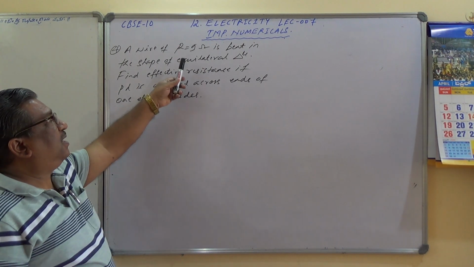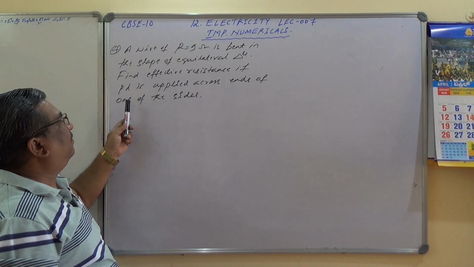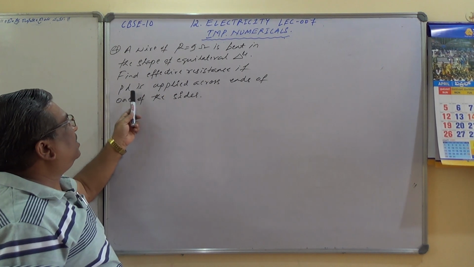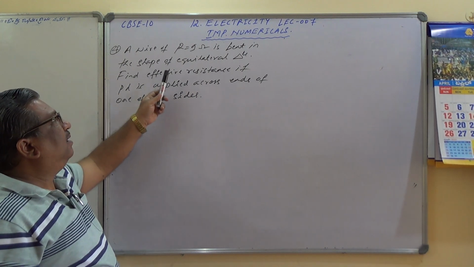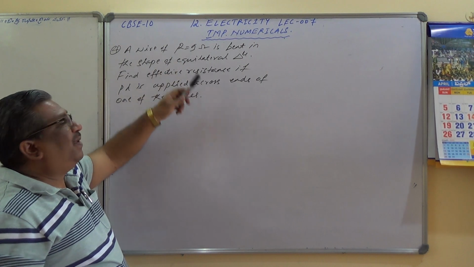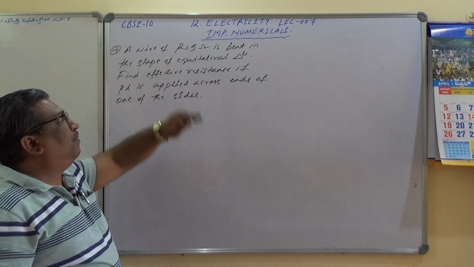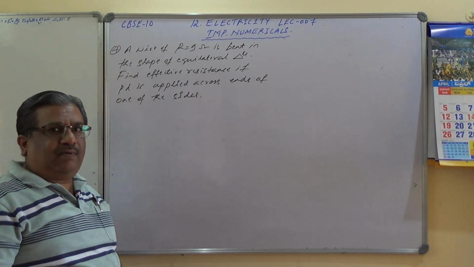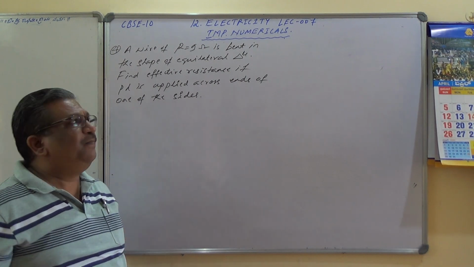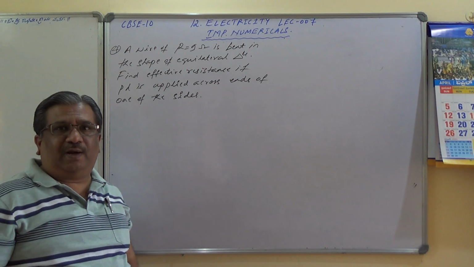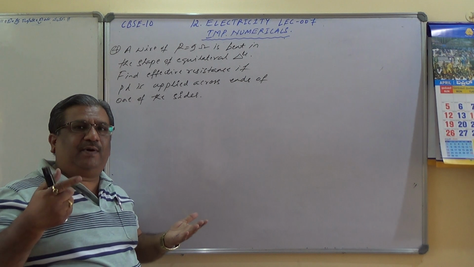A wire of resistance R equals 9 ohm is bent in the shape of an equilateral triangle. Find the effective resistance of the circuit if the potential difference is applied across the ends of one of the sides. Here, L is the length, and that wire is bent in the shape of a triangle. What kind of triangle? Equilateral triangle. R is 9 ohms. In an equilateral triangle, all the three sides are equal. Therefore, the length of each side will be 1/3 its original length, and therefore R is also 1/3 the original value, which is each side of the triangle will have a resistance equal to 9 divided by 3, which is 3 ohms.